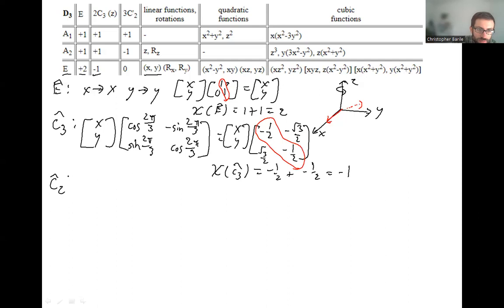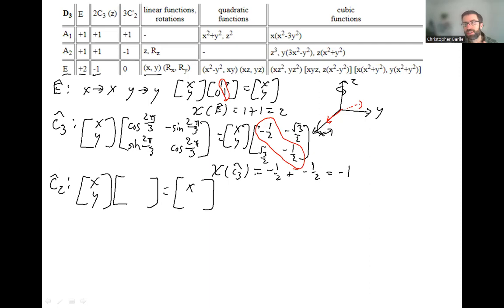Let's do now one of the perpendicular C2s. We liked doing this perpendicular C2 defined along the x-axis. So what's that going to do? Let's think about this. X and Y have to transform together here, so we know we're going to have a 2x2 matrix. And what is X going to do? If we have an X vector and we're doing a rotation along the X, X is not going to change. X is going to stay the same.